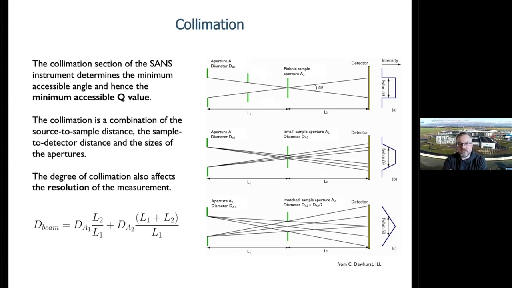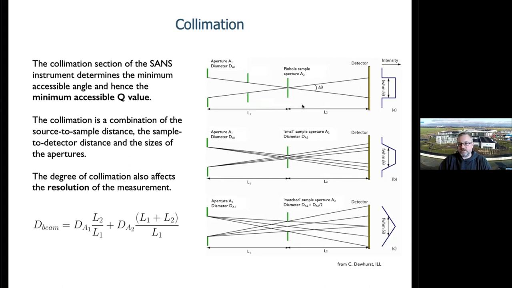And we use this to determine the minimum accessible Q value. That's the primary tool we have. In an ideal world, we would have our source aperture. We would then have an actual pinhole at the sample, and we would image that source aperture on our detector. This would give us the smallest possible scattering angle. So the smallest angle we could determine is then half of this angle and a little bit further over.